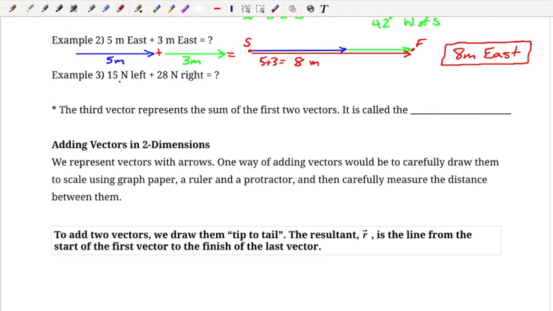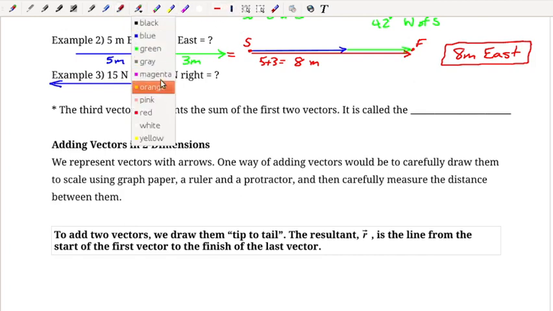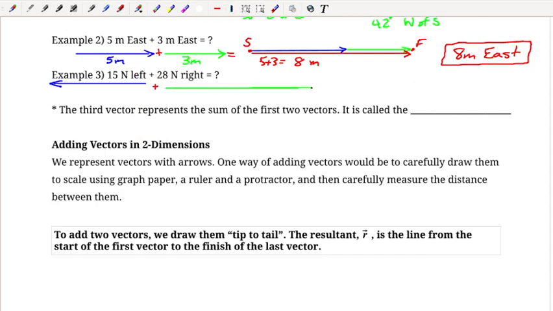Example number 3, 15 newtons left. So again, let me see if I can draw that. 15 newtons left. It's going to go this way. Plus 28 newtons right. Okay, 28 newtons right. I know that's going to be longer than my 15 newtons. So something like that. So I have here 15 newtons left. So I have my 15 newtons, and then I've got my 28 newtons right. And I wanted to add them together.